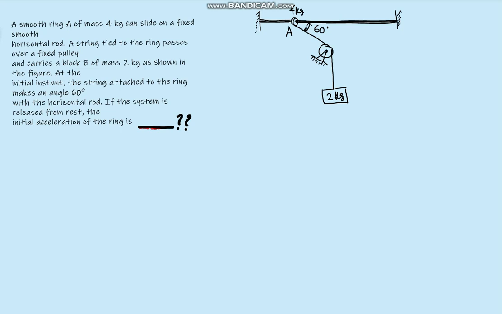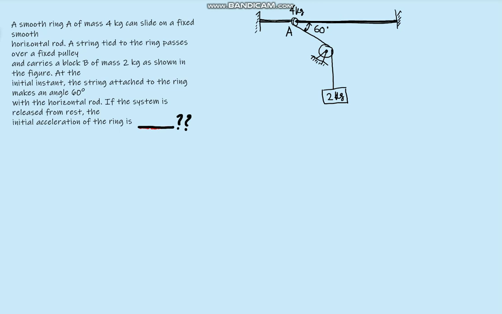A smooth ring A of mass 4 kg can slide on a fixed smooth horizontal rod. A string tied to the ring passes over a fixed pulley and carries a block B of mass 2 kg, as shown in the figure. Look at the figure that is given.